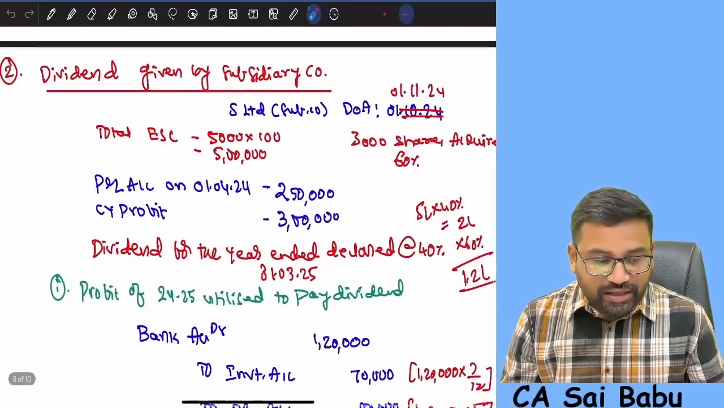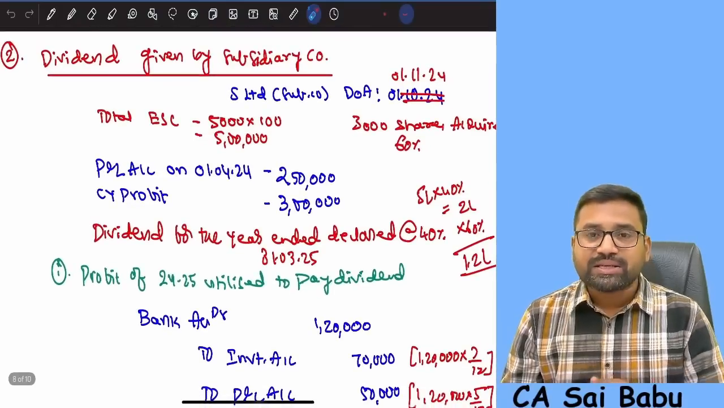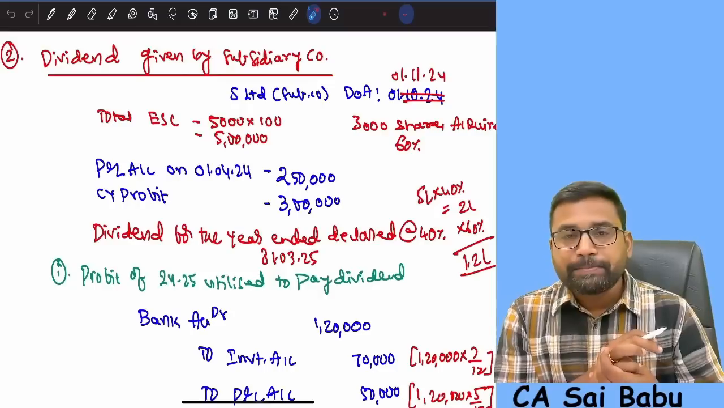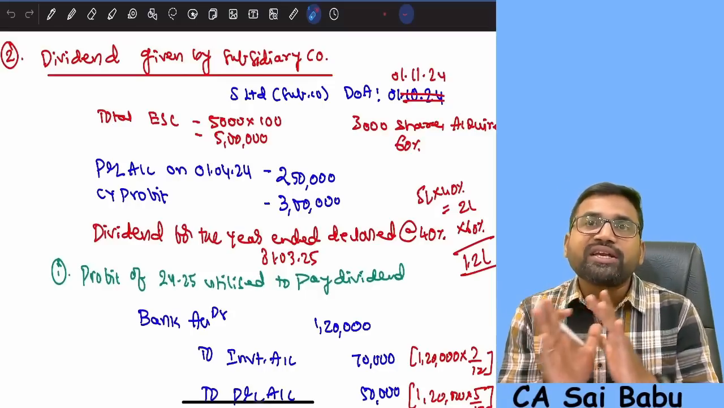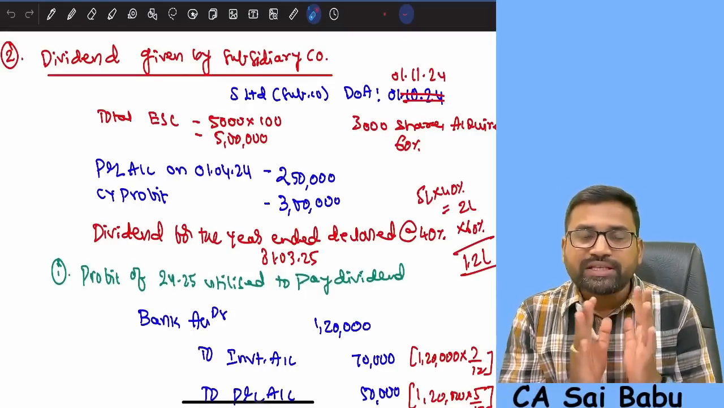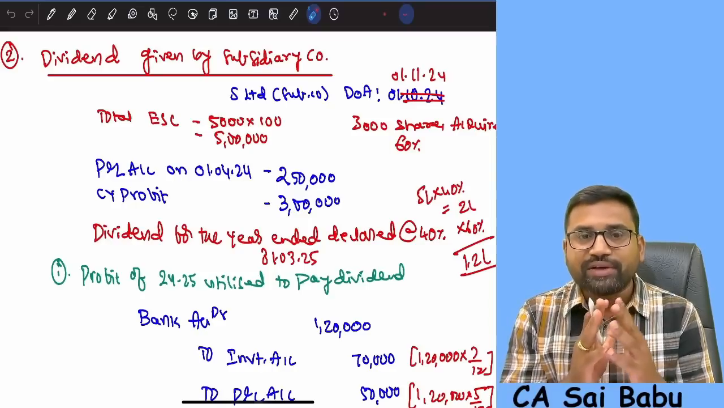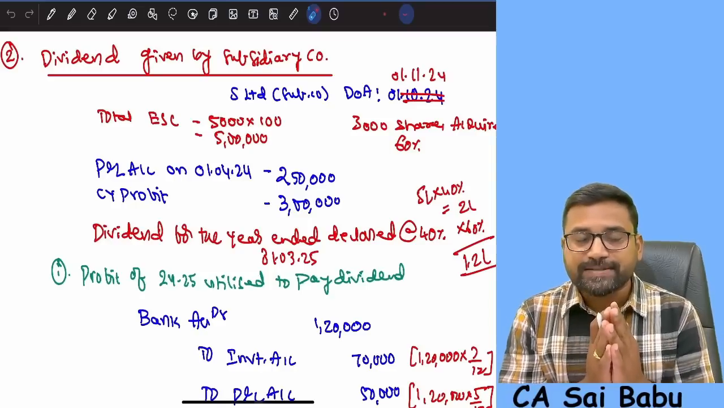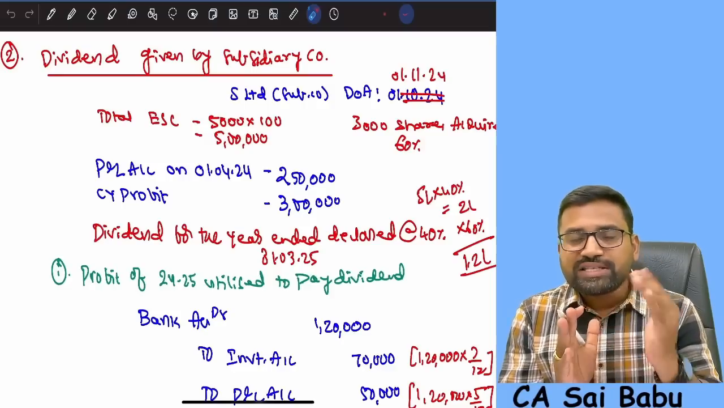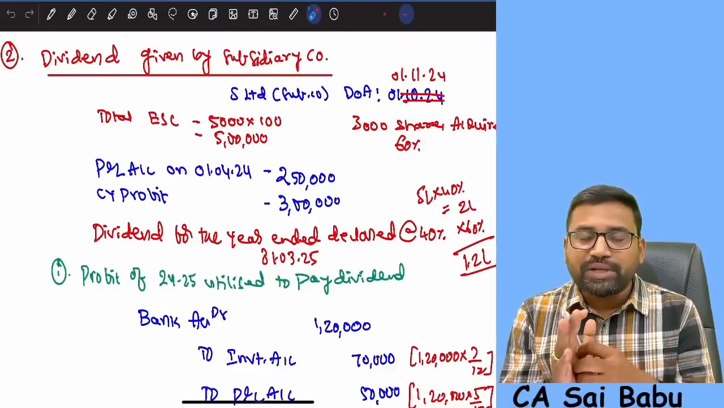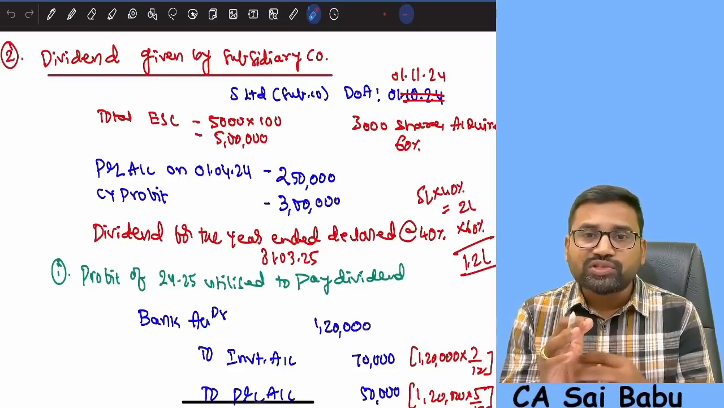Now, the second important adjustment when you are analyzing the subsidiary company reserves and surplus is dividend given by subsidiary company. Sir, when dividend is given by subsidiary company, obviously subsidiary company profits will reduce. So that's why this is very much relevant when you are analyzing the subsidiary company reserves and surplus. Understand? When subsidiary company gives any dividend, whatever the share of the parent company in that dividend, what parent company will do depends upon which source of profits the subsidiary company utilizes to pay this dividend.